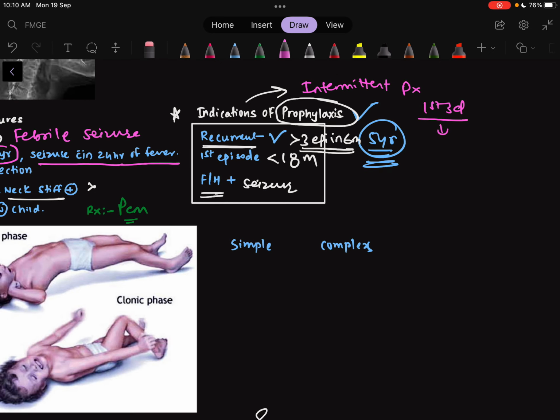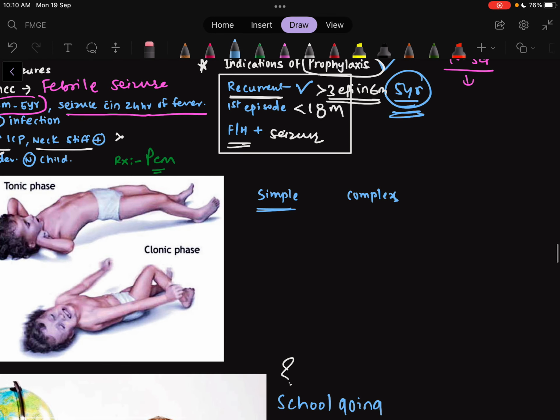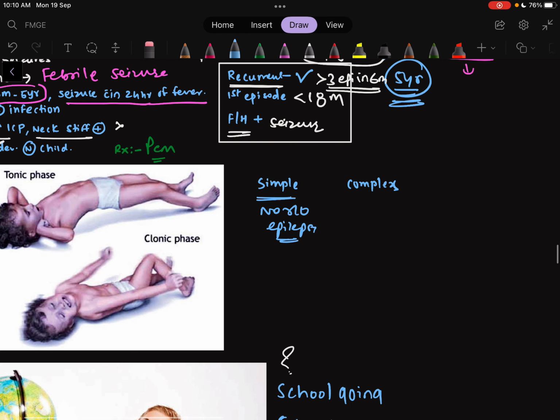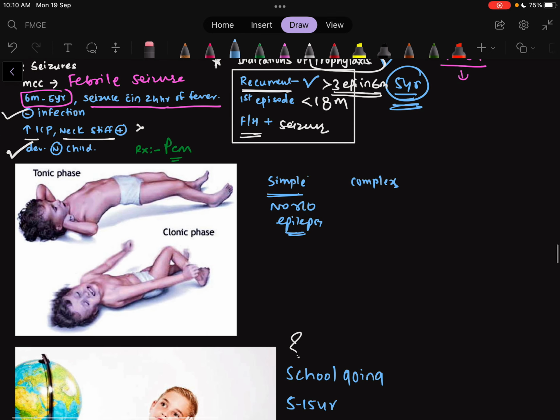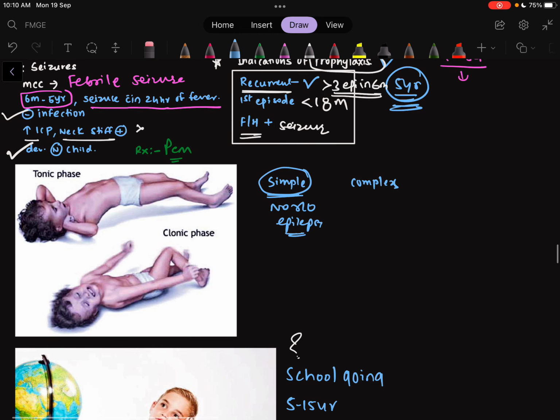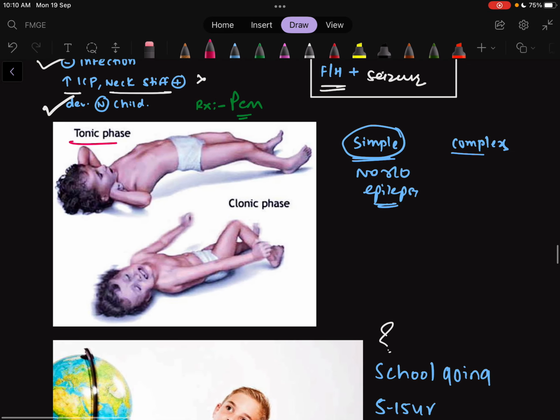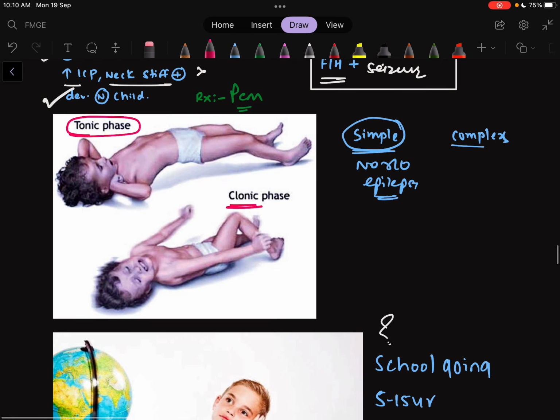Okay. In simple febrile seizure, there is no risk of epilepsy in the future. Simple is known as typical febrile seizure, and complex one as atypical febrile seizure. This is the tonic phase of the seizure. All muscles are in contraction, and this is the clonic phase. Tonic and clonic phase.